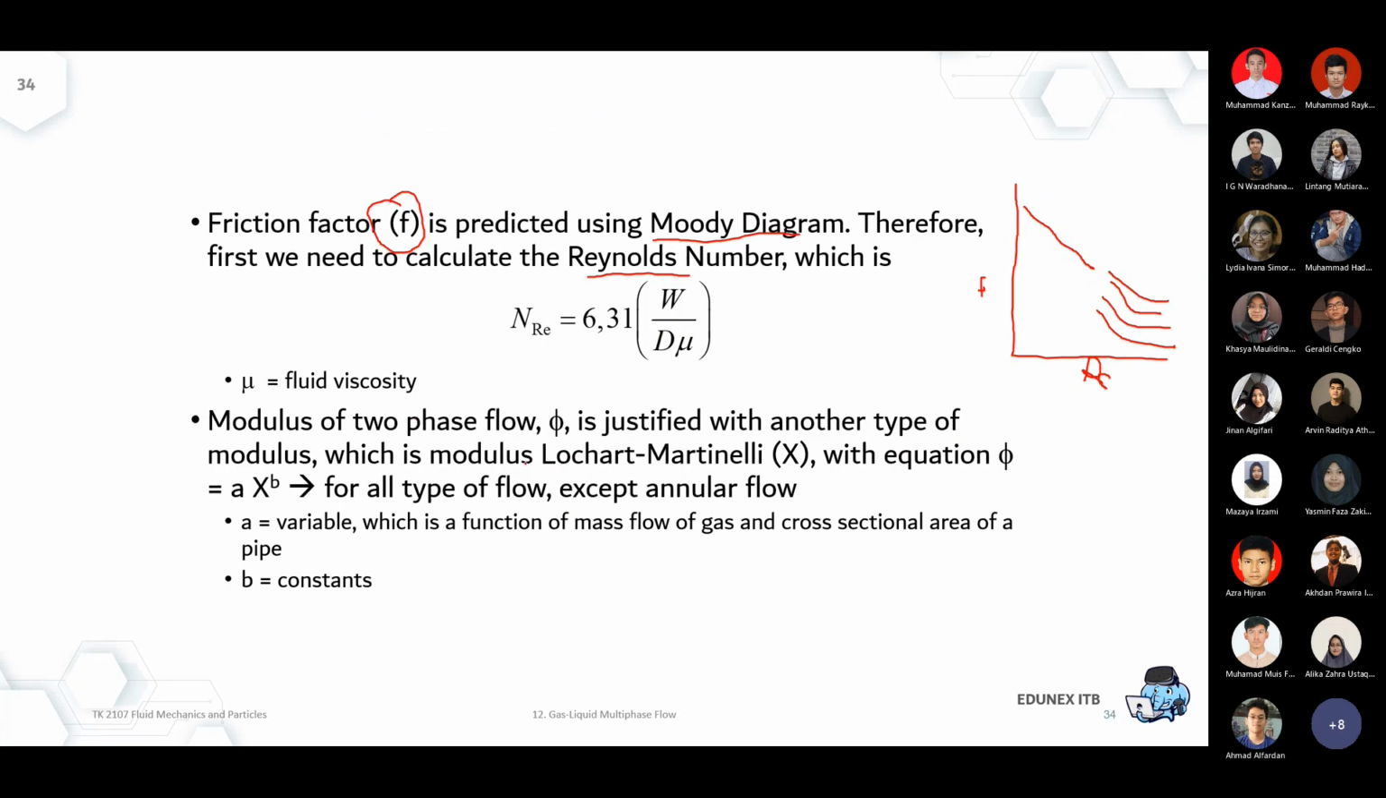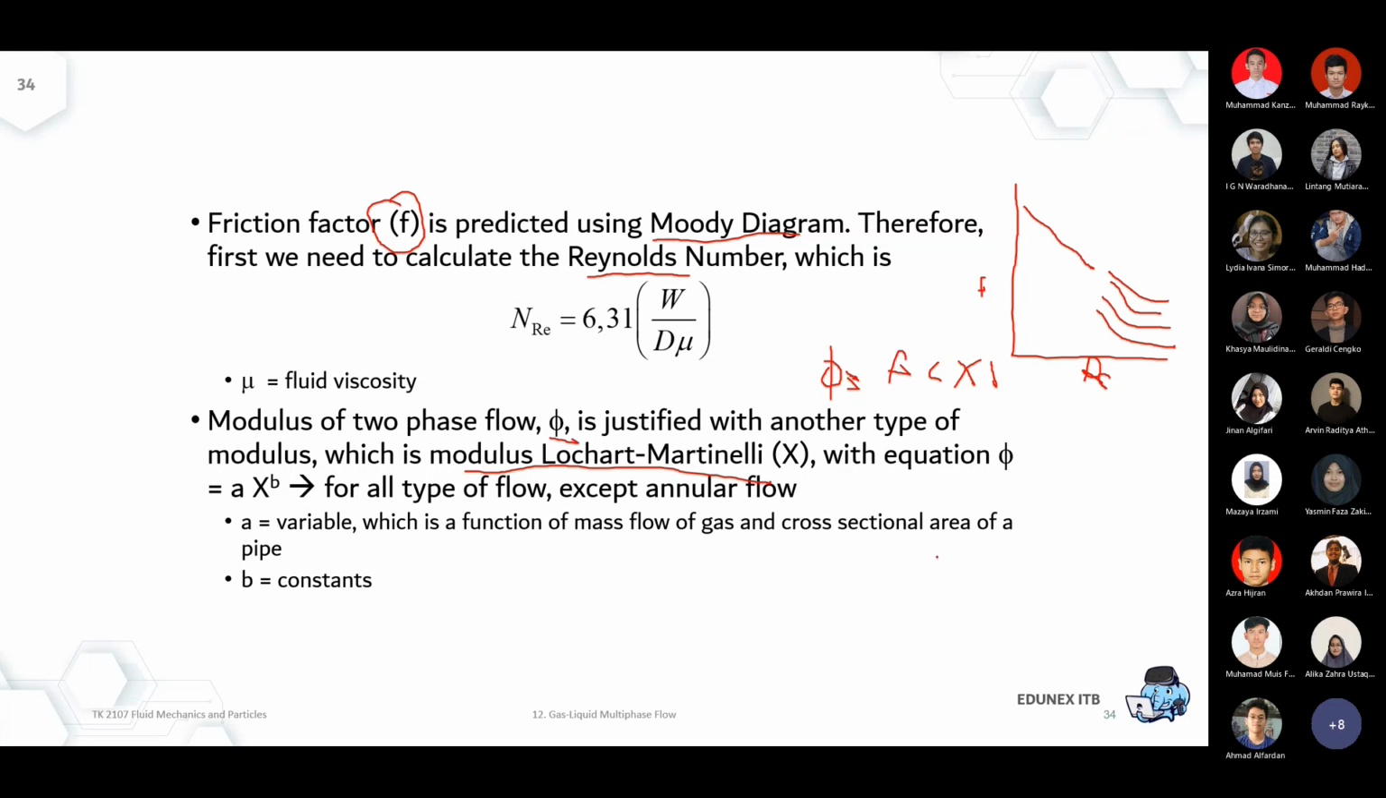And then this is the new part of the two-phase flow: how to calculate the modulus of two-phase flow. It actually has to be calculated from another modulus, or another coefficient, which is called the Lockhart-Martinelli modulus. In order to calculate the two-phase flow coefficient factor, it's a function of a Lockhart-Martinelli correction factor. So it's a function of X.